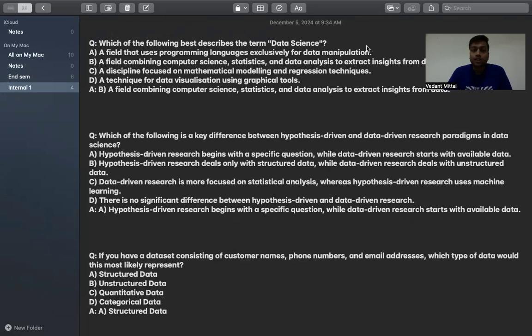So in this lecture, I'll be discussing the MCQ questions of my third internal data science paper. So the first question is, which of the following best describes the term data science?